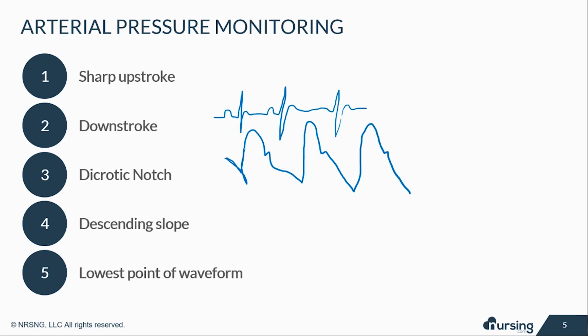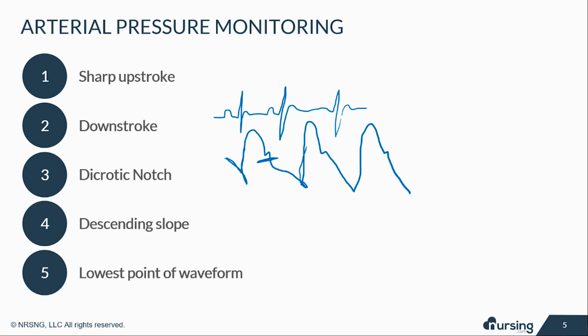So right here you have an upward stroke, and this is ventricular systole. And then you have your downward stroke, which is a drop in systolic pressure. This little notch right here is very important. That's your dicrotic notch, which is the closure of the aortic valve. And then the descending slope is the beginning of diastole. And then the very lowest part right here is the end diastolic pressure or preload.